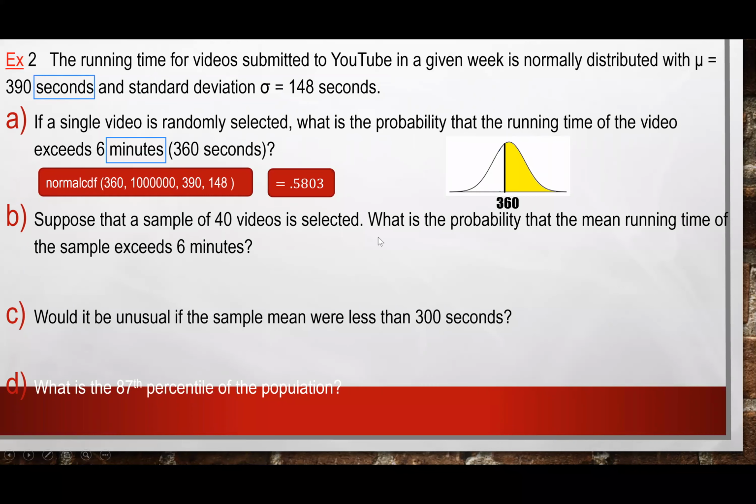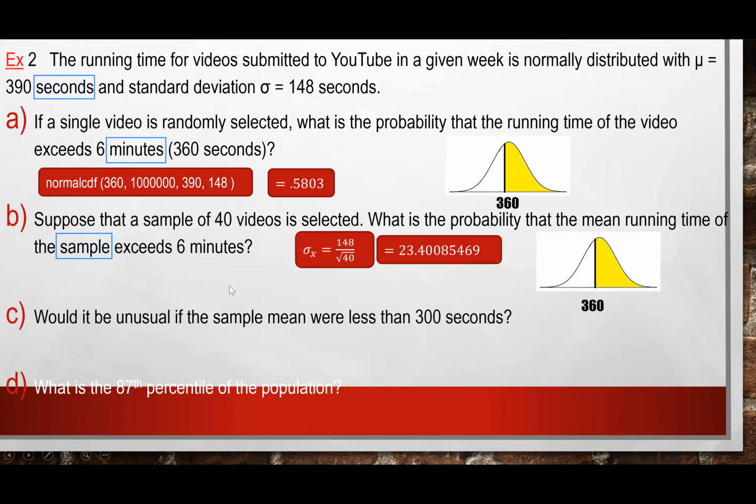Well, in B they ask what is the probability that the mean running time of the sample, and hopefully you spot the difference. Meaning now I have to do some adjustment, because everything is word by word. The only thing different is down here they have the word sample. If they have the word sample, I know I need to adjust the standard deviation: 148 divided by the square root of 40, which is the sample size.